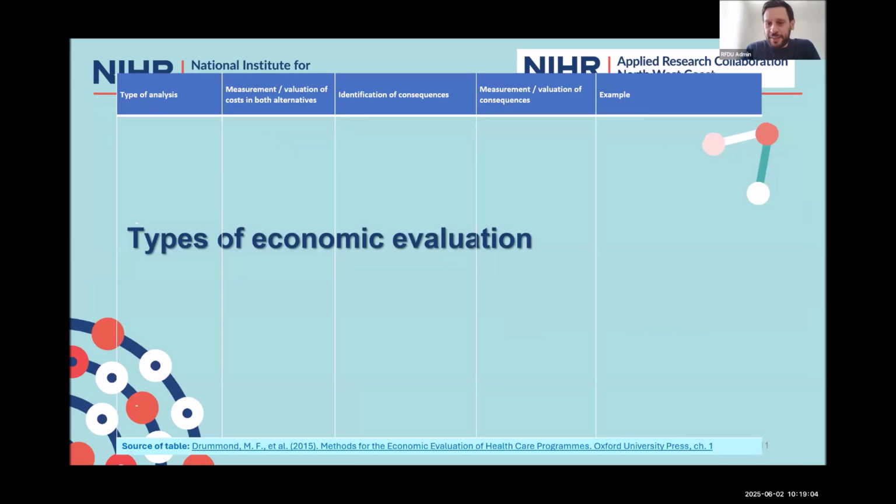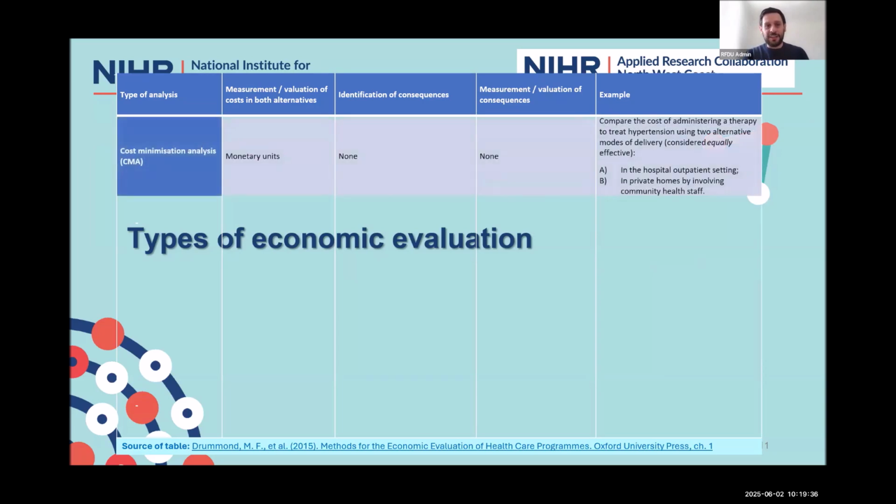Now, this is going to be a very big table I'm going to present, and it will list all different types of economic evaluation. Similar to, for example, randomized control trials or other types of study design, where you have different types of randomized control trials, different types of cohort studies and so on, or observational studies in general, it's the same for economic evaluations. So there are different types of economic evaluations, and I'm going to present these types in increasing order of complexity.